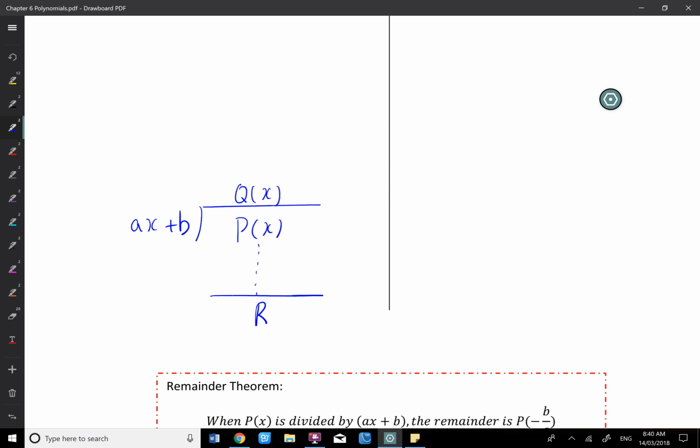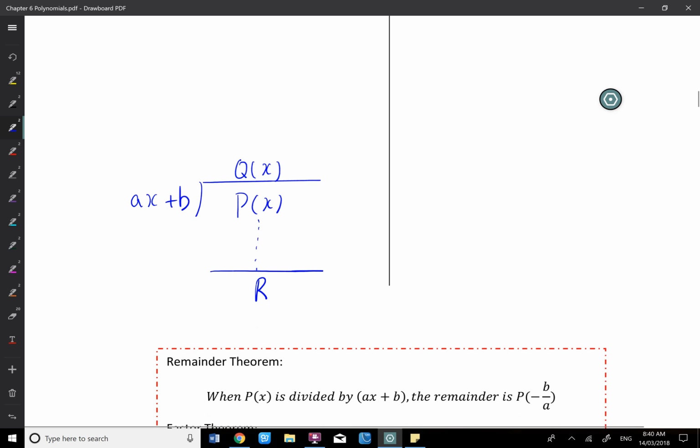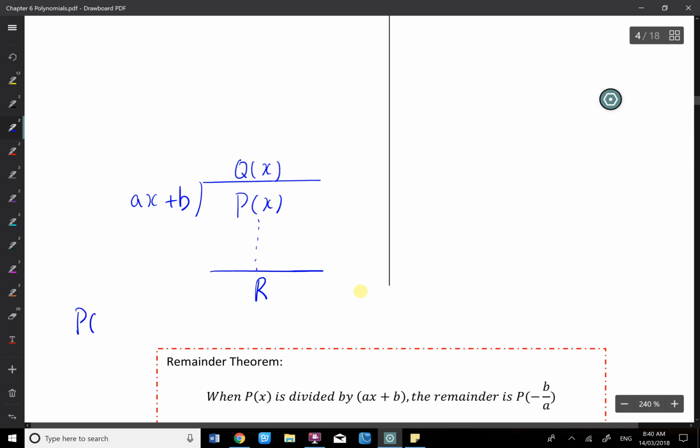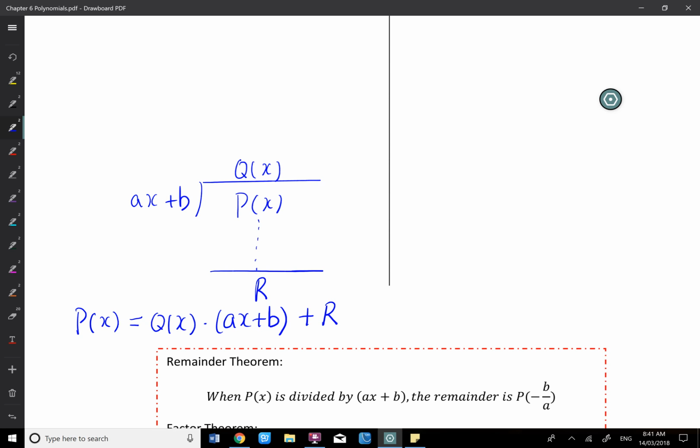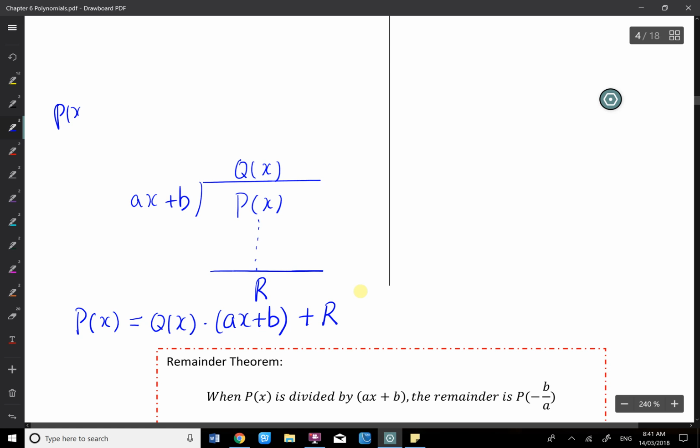Therefore, let's write the notation. Yesterday we talked about how p(x) could be written as q(x) times what you're trying to divide, that's the linear, and then plus the r. That one times that one plus the remainder will give you the original function, which is p(x). Or you can say p(x) divided by ax plus b equals q(x) plus r over ax plus b. Or it could be that one.